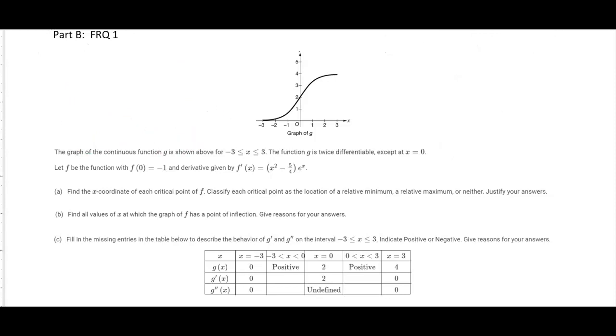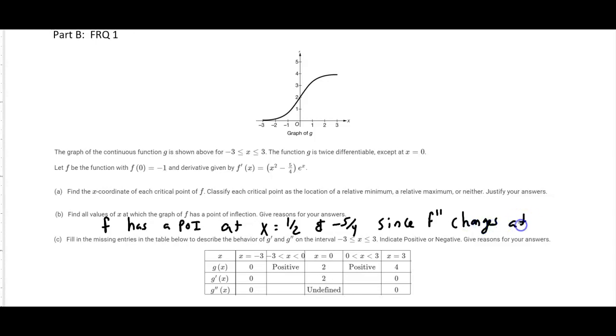So our final answer then for part B will be F has a point of inflection at x equals 1/2 and negative 5/4, I think is what they were, right? Since F double prime changes signs at those points.